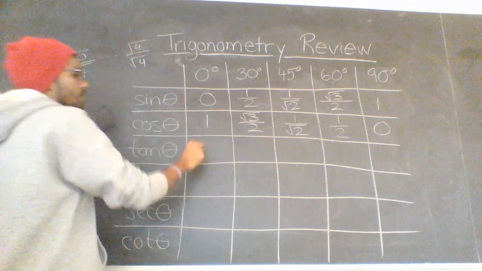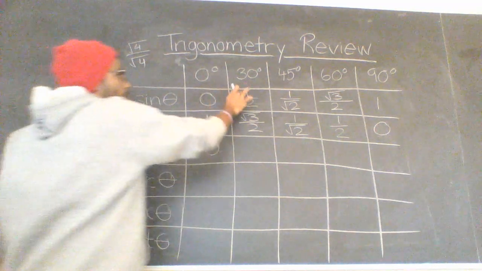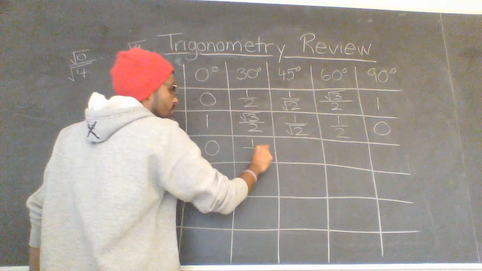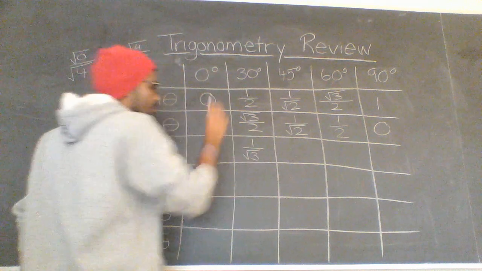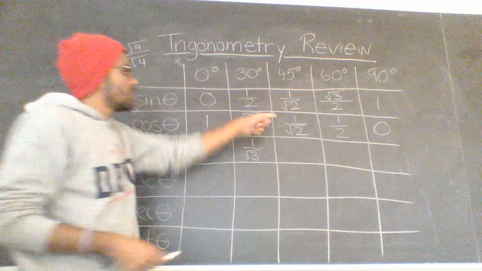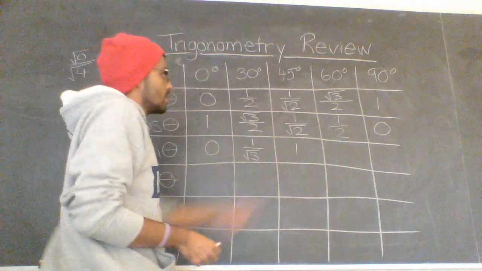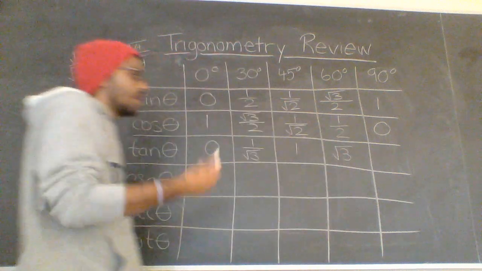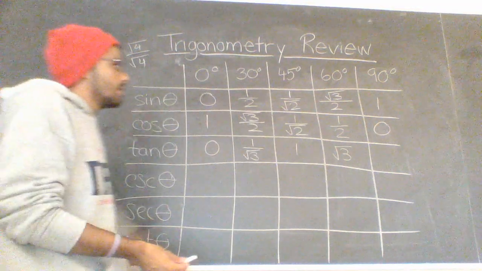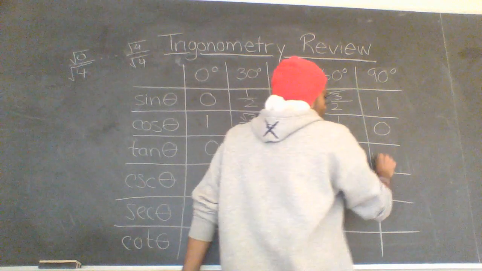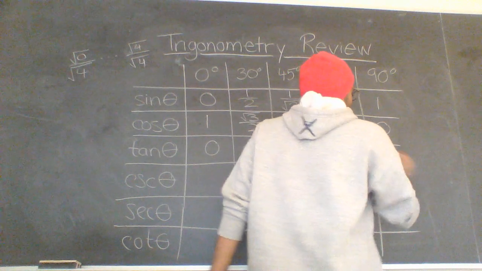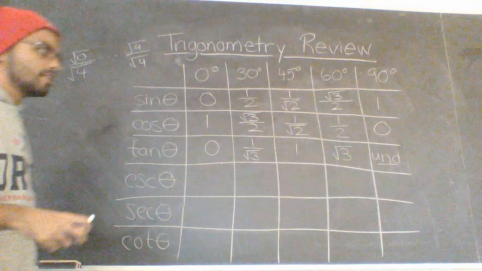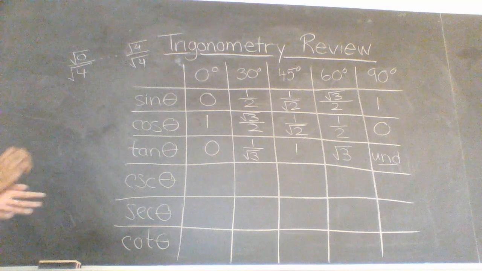So 0 divided by 1, 0. 1 divided by the square root of 3, you just write that. You don't have to simplify it or anything. 1 divided by 1, that's just 1. The square root of 3 divided by 1, well, if it's divided by 1, I haven't changed it, so I can just write the square root of 3. 1 divided by 0. I can't divide by 0, so I write UND, undefined. All right, that's the tangent line.